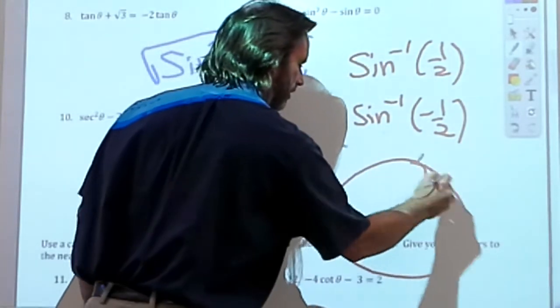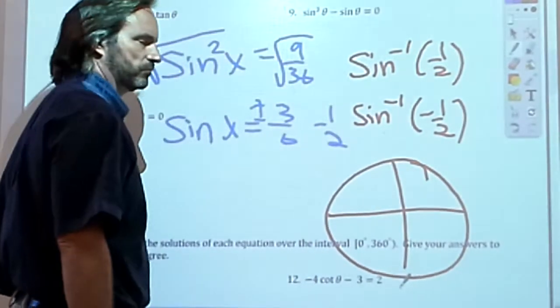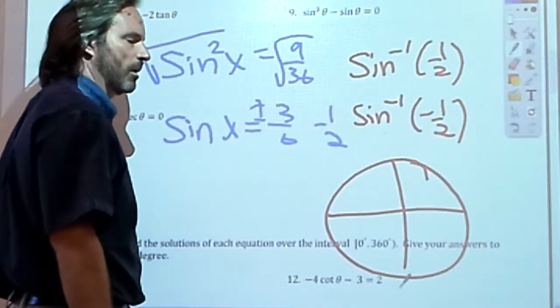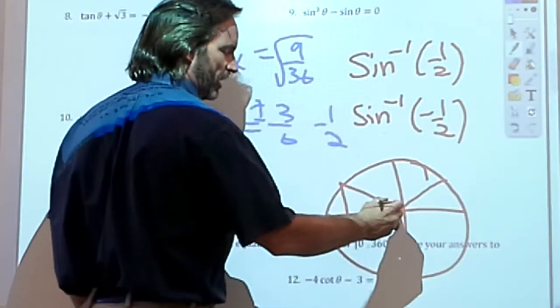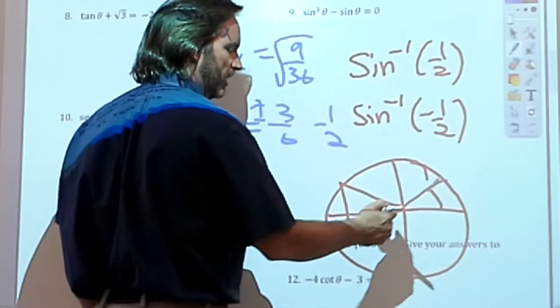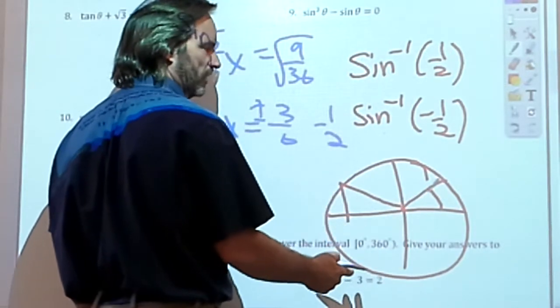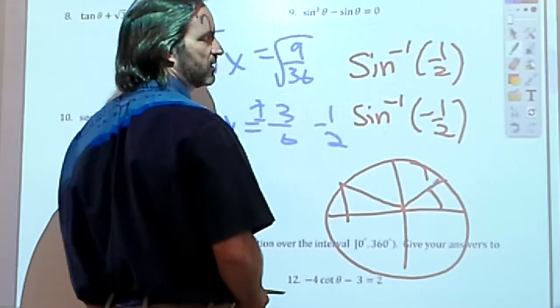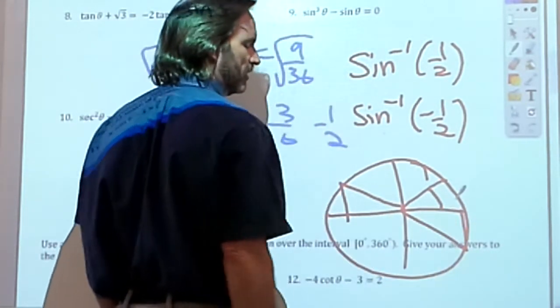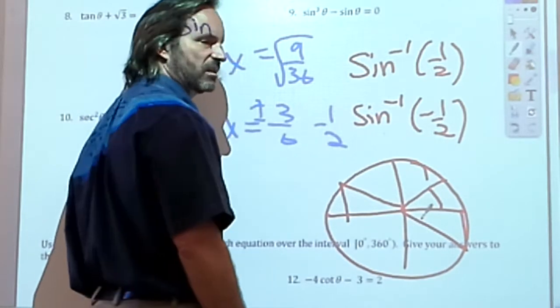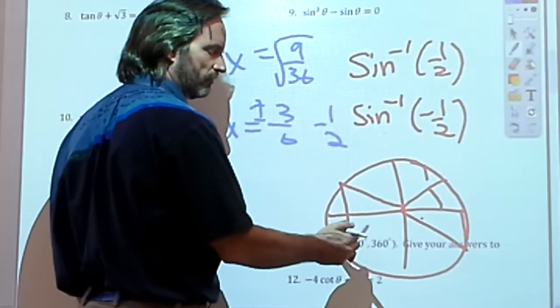And so remember, that's 30 degrees. So I'm going to have a 30-degree angle. Where else is sine positive? Over here with a 30-degree angle. So I'll have 30 and 180 minus 30. I've also got to do this. Inverse sine of negative 1/2 is going to tell you negative 30. There's negative 30. Where else is sine negative? Over in quadrant 3.